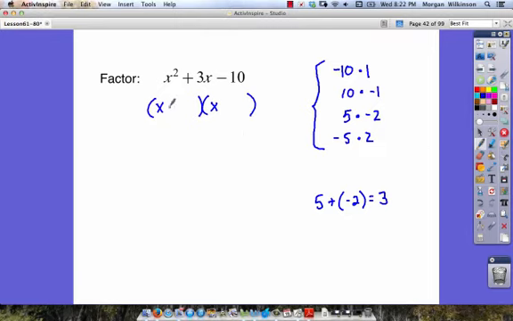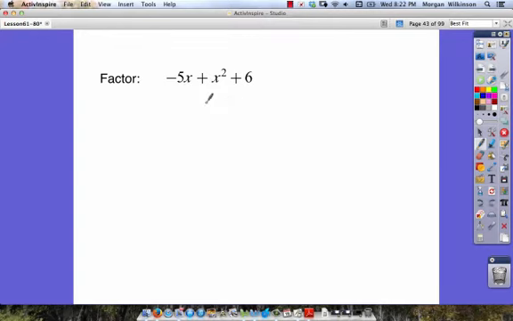We put our 5 in first, x plus 5. We put our negative 2 in second, so negative 2. And we're all done. We've got the correct answer. When you can use that pattern in order to solve, you're going to get it right each time. Let's look at another one.